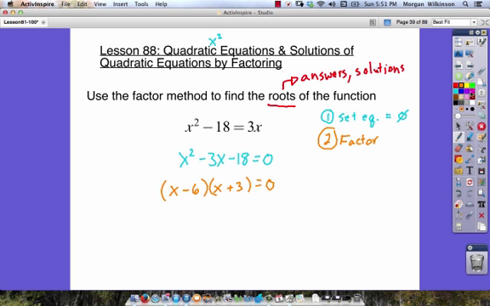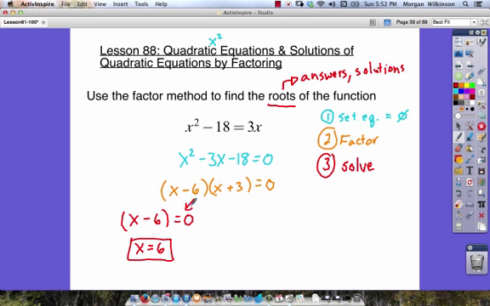Now step 3. Step 3 is the only actual new part of this process. And step 3 is to solve. And in order to solve the equation, it's equal to 0. So if either of these pieces equals 0, then the equation will be true. So let's say x minus 6, let's say that part is equal to 0. If that part were equal to 0, then the only way that could happen would be if x were to be equal to positive 6, because 6 minus 6 equals 0.